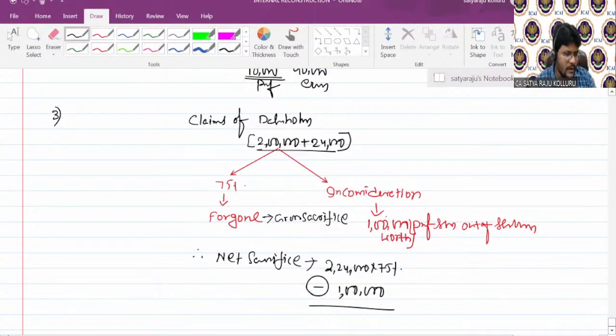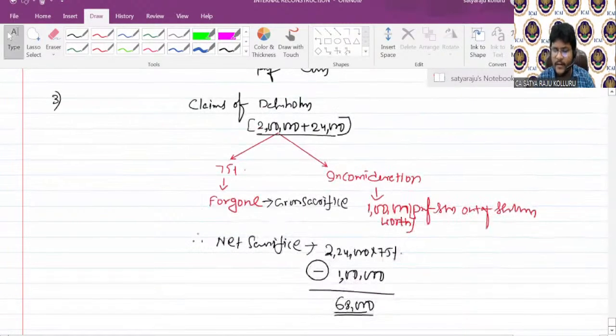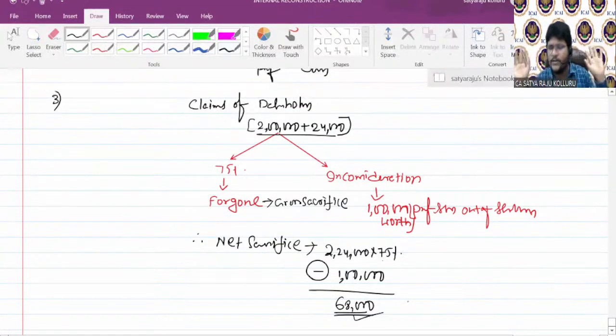So 2,24,000 into 75%, which I got 1,68,000. 1,68,000 minus 1 lakh, 68,000. So the net sacrifice is 68,000. You know the entry for net sacrifice: debenture holders account debit to reconstruction account 68,000. Whether share surrender account exists or not, I don't mind. Whenever real sacrifice is made, the journal entry is party account debit to reconstruction account.